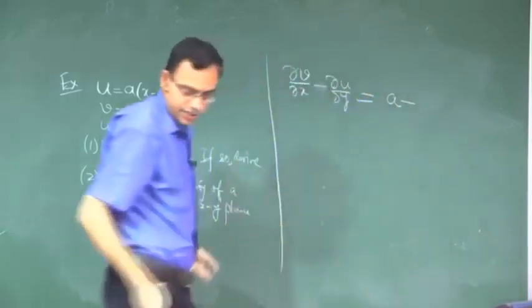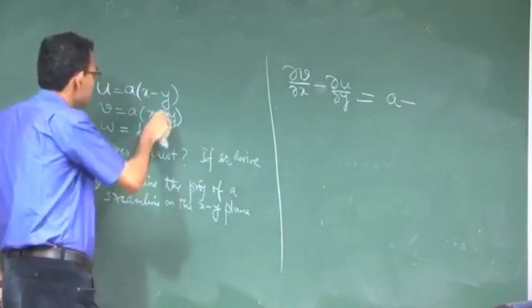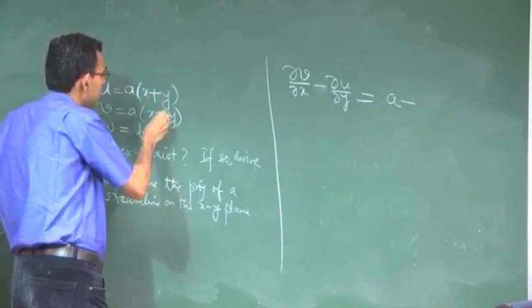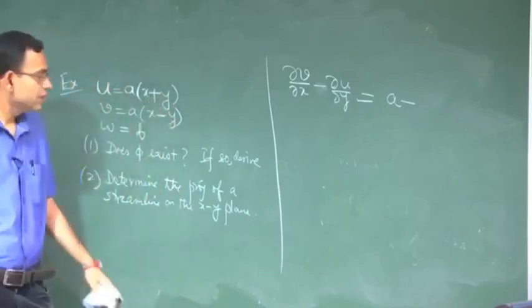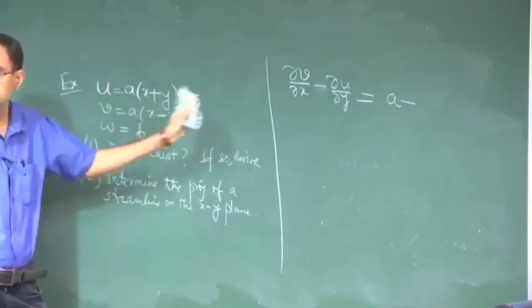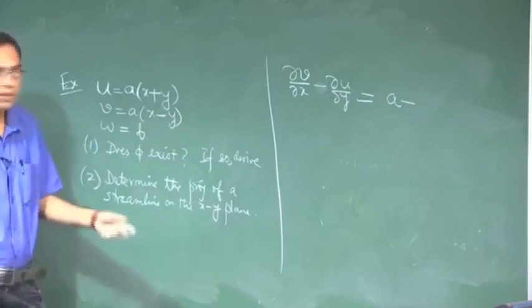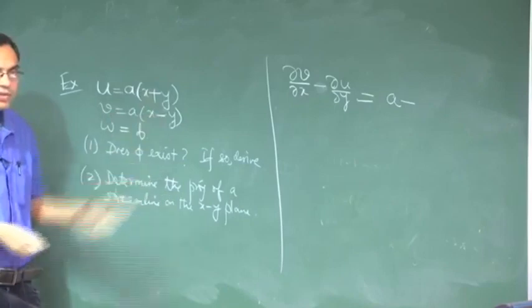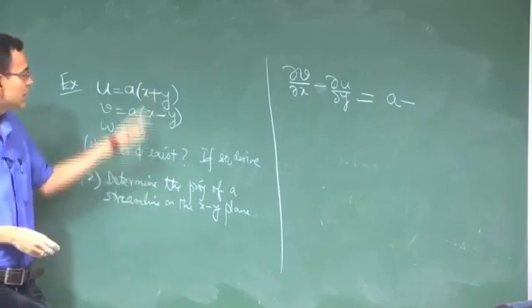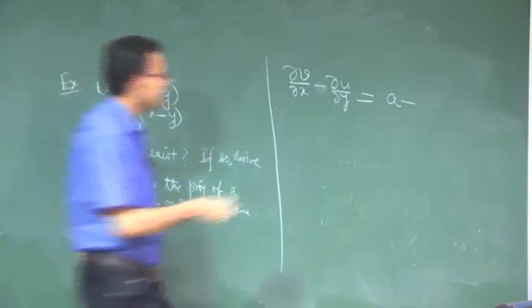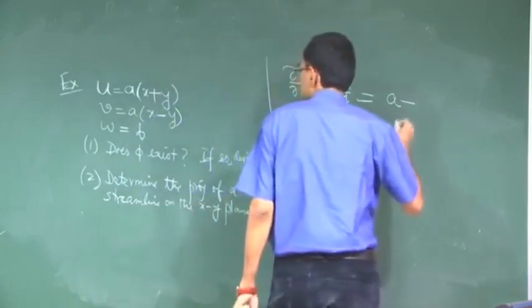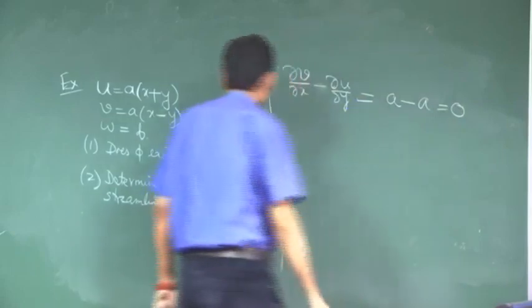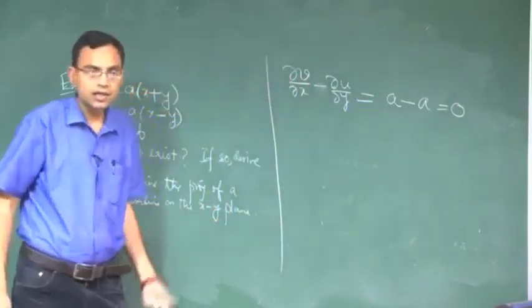So maybe let us just redefine the problem, otherwise, so just put it a into x plus y and this as a into x minus y, otherwise it is not coming as irrotational, so I cannot really illustrate you the problem. So, just change this x plus y and x minus y. So, this is a minus a, this is 0. So, that means it is irrotational flow.